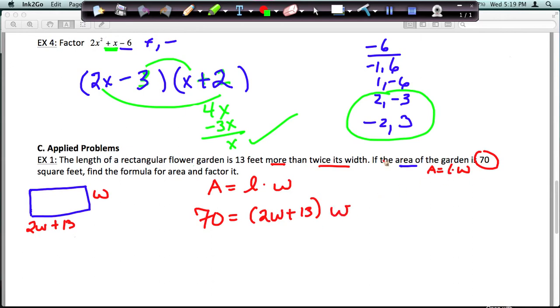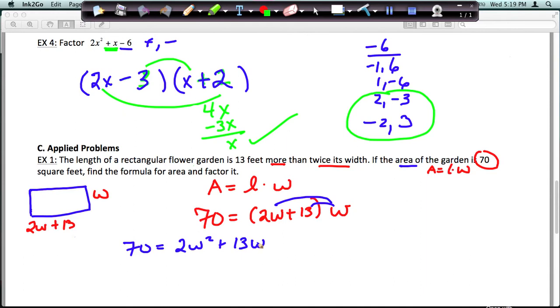Okay? So then the directions say to factor this. So in order to factor this, first thing I need to do is simplify it. It's not even ready to be factored yet. So first thing I need to do is multiply everything inside the parentheses by w. So I'm going to distribute the w through my parentheses. And I get 70 equals 2w squared plus 13w.